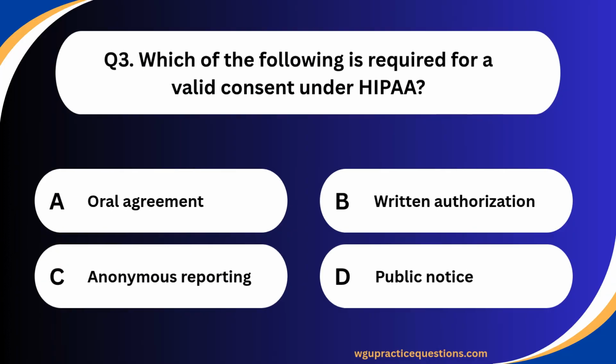Question 3. Which of the following is required for a valid consent under HIPAA? A. Oral agreement. B. Written authorization. C. Anonymous reporting. D. Public notice. Which one is the correct answer?